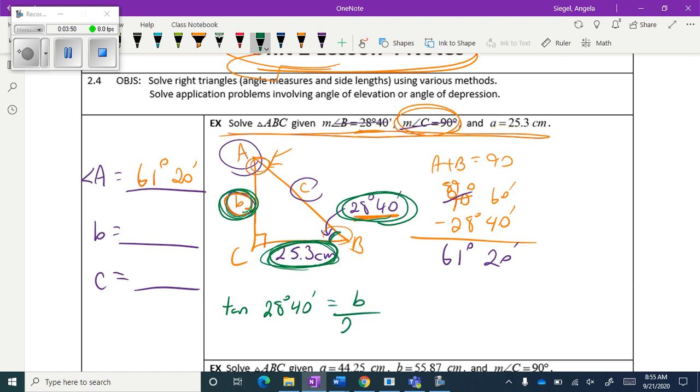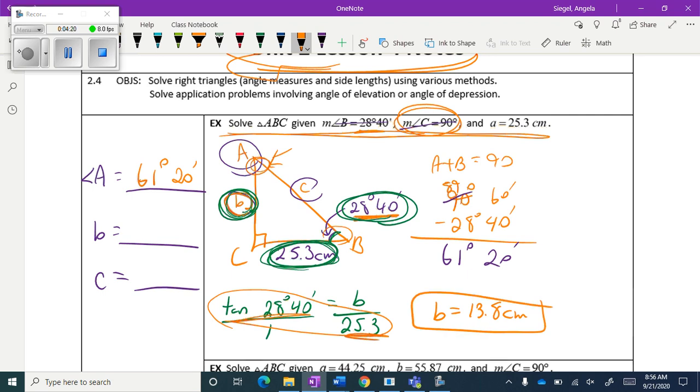equals B over 25.3. I would look at this as a proportion. You don't have to, but I think that makes it a little bit easier. So I'm just going to multiply both sides, the tangent of the angle and the side length, to equal B. Go ahead and do that, and B should give you about 13.8 centimeters.